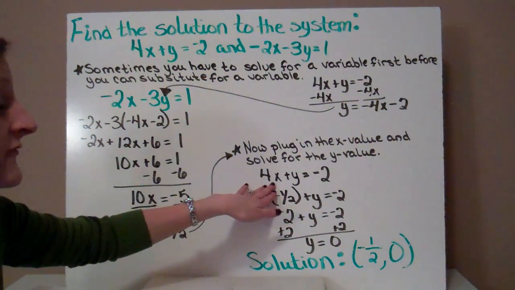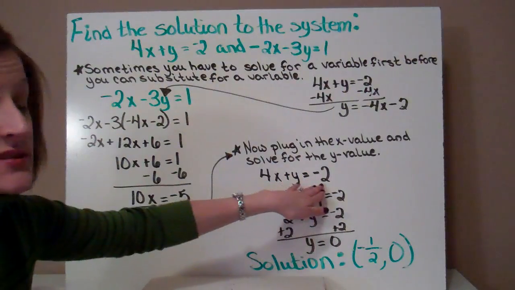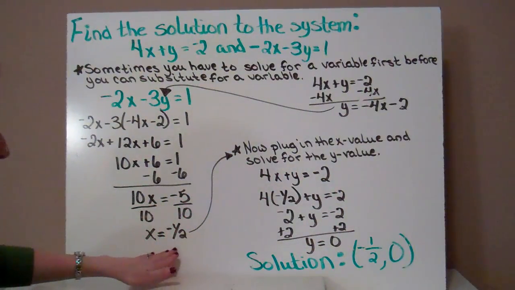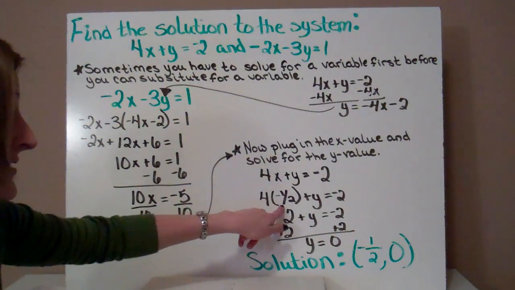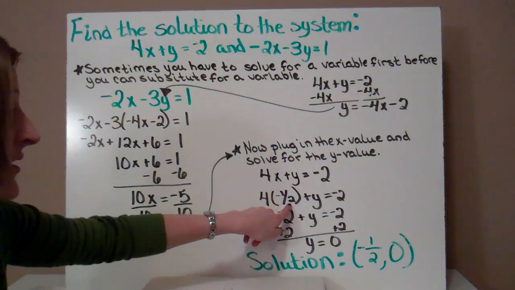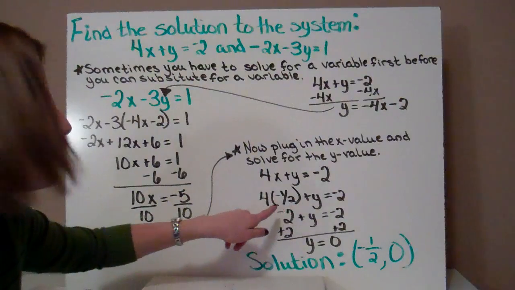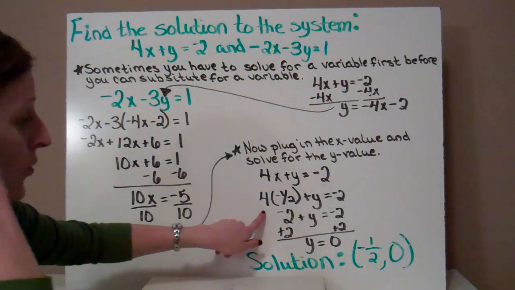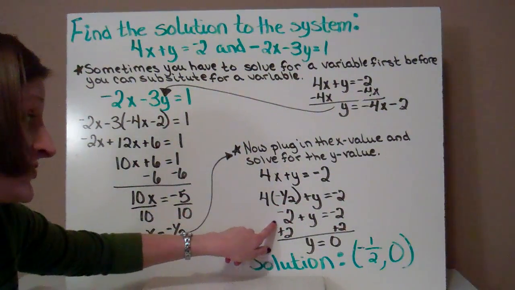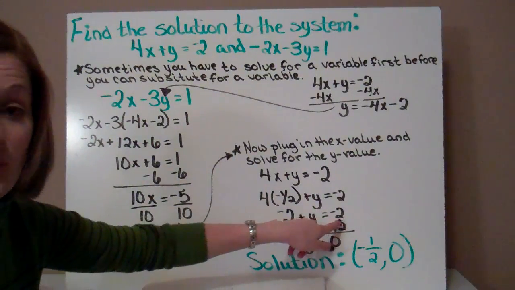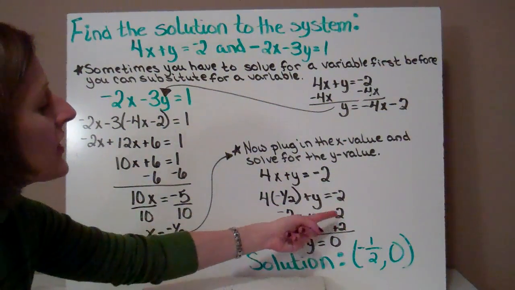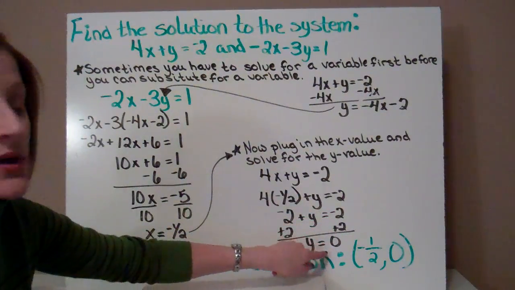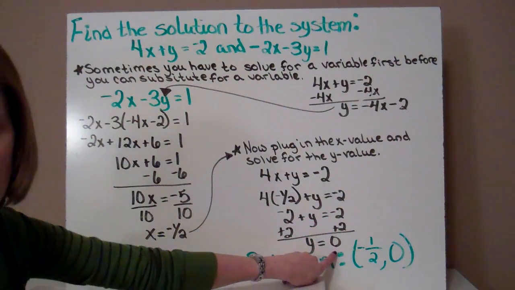Alright, so I take 4x plus y equals negative 2. I take my x to equal negative 1/2, put that in for x. So 4 times negative 1/2 plus y equals negative 2. Solve for y. 4 times negative 1/2 is negative 2, plus y equals negative 2. Add 2 to both sides. Notice those cancel out, and negative 2 plus 2 is a 0. So y is going to equal 0.